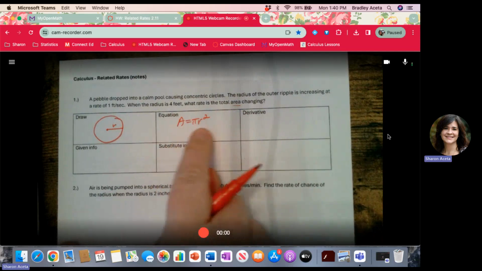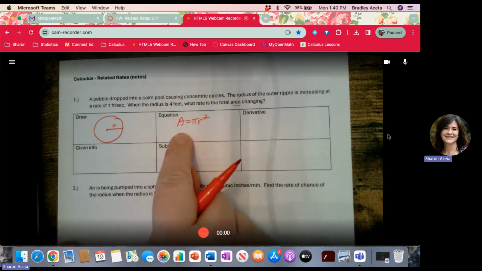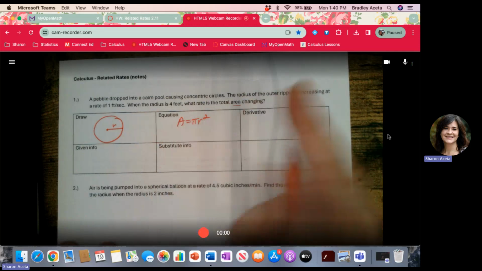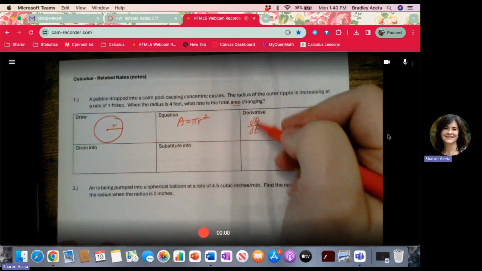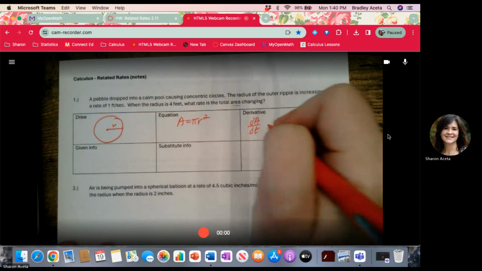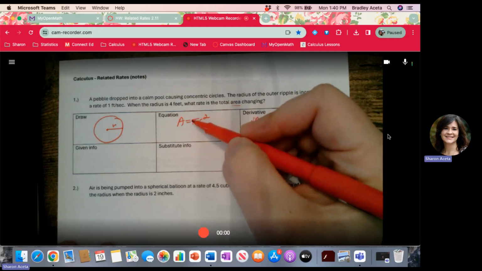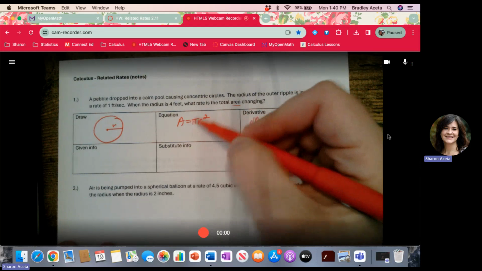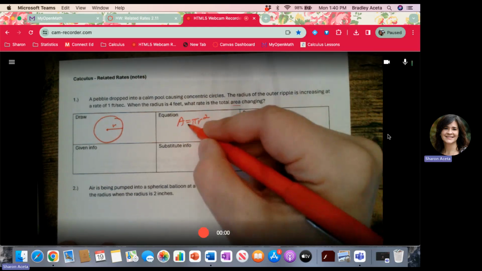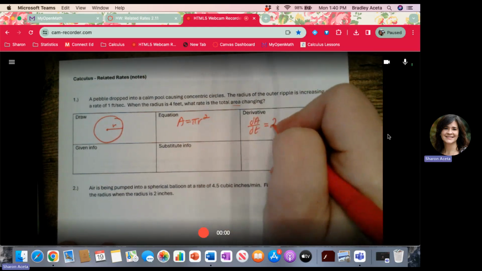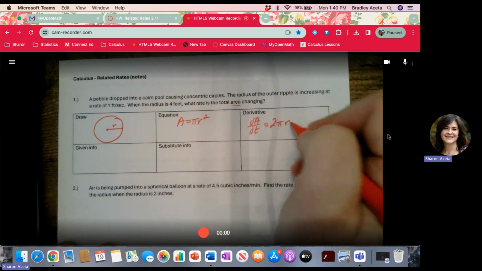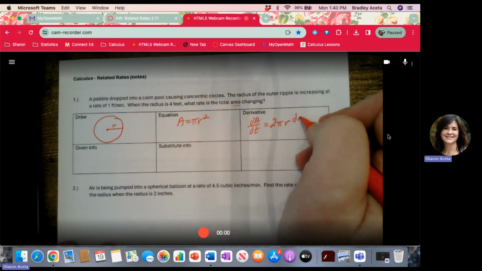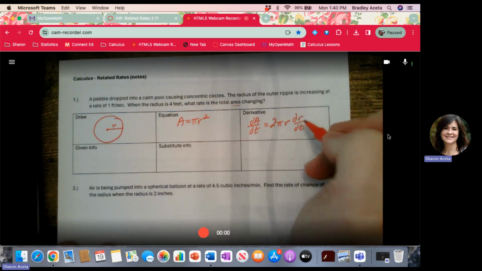Now, we're going to just take a derivative of this with respect to time. So the derivative of A is dA/dt. That is the rate at which the area is changing. The derivative of pi r squared, remember pi is just a number, bring the 2 down times the pi, so that'd be 2 pi r, now to the power of 1. But because this is an r, we need to attach dr/dt. That's the rate at which the radius is changing.